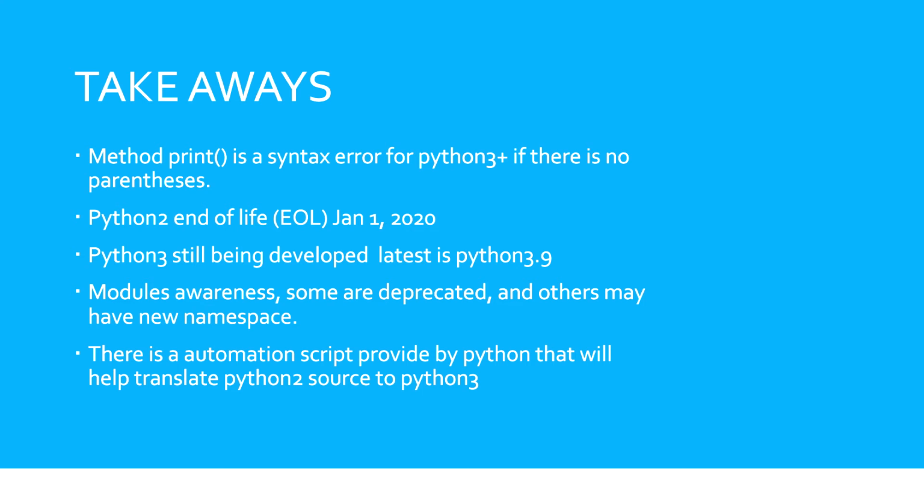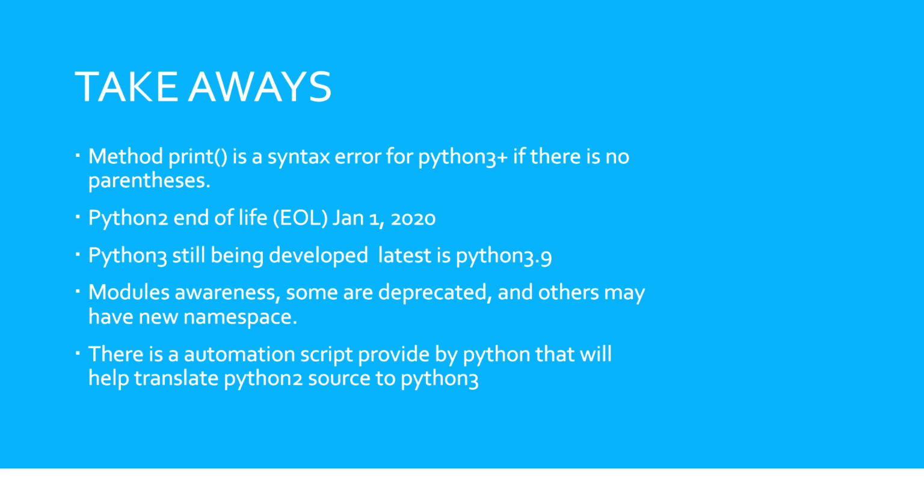Right here are the big takeaways that I've seen just in dealing with Python in general. A few key things, like we talked about earlier, is the print function syntax. Another big thing you want to know about Python 2 is end of life. At the beginning of January 2020, it will be non-existent as far as support. So whatever's there is there.